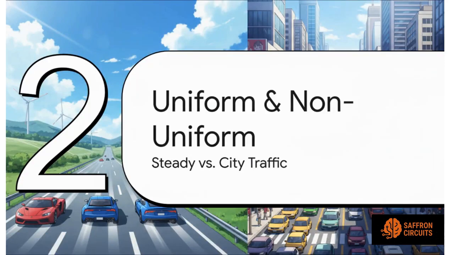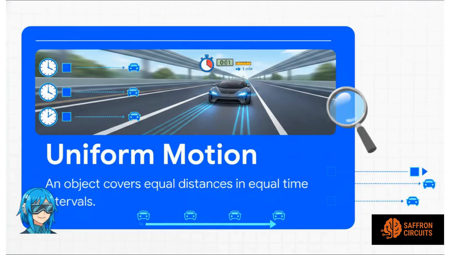Now here's where it gets interesting. Motion isn't all the same. There are two main types, and the easiest way to remember them is to think about a road trip. Part of it is just smooth sailing on the highway, and the other part, well, it's that nightmare of driving through a busy city. This first one, this is your steady cruising on the highway. You've got the cruise control set. For every single minute that goes by, you cover the exact same amount of ground. Let's say 1 mile every minute. That's it. Equal distances in equal time. That's uniform motion. Simple, right?